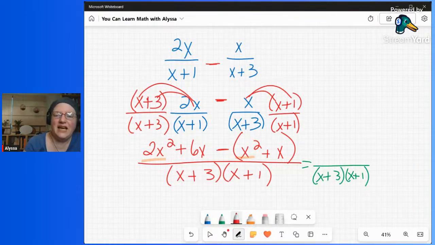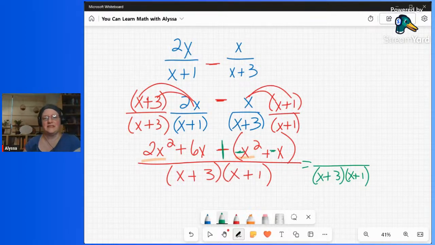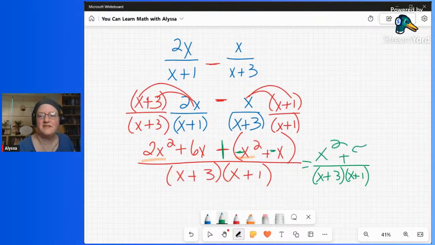So it is, and I love changing the signs. It makes it so much easier to me. So I would change this to a plus, and then you change the sign of everything in the parentheses, and now you're good. Now you don't have to worry about the parentheses anymore. So 2x squared plus a negative x squared would be x squared, and a 6x plus a negative x would be 5x.